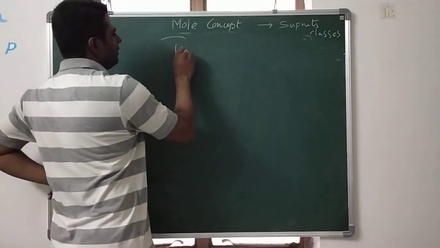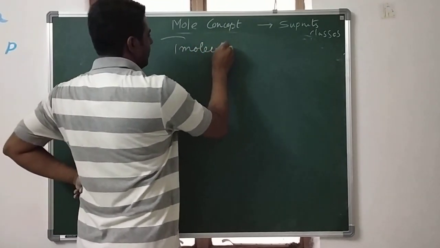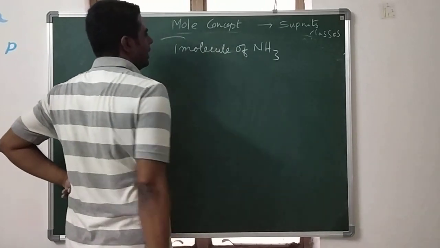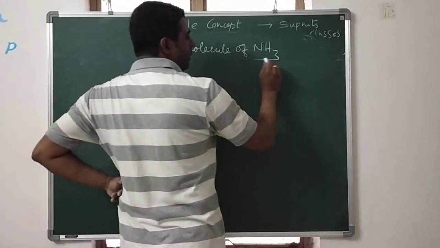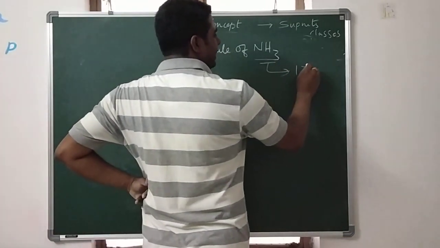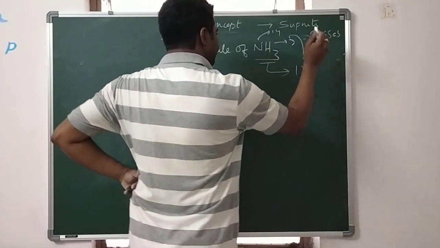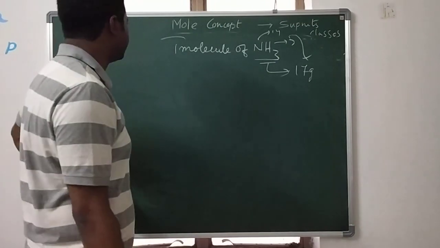Mass of one molecule of NH3. How do you calculate? Molecular weight, how much? 17 gram. ठीक है ना? 14 इसका 3 तो आ गया 17.